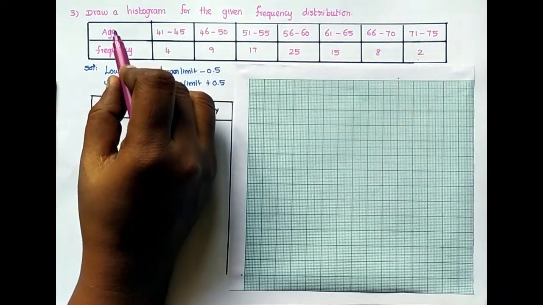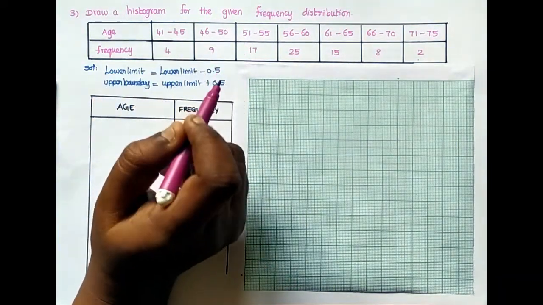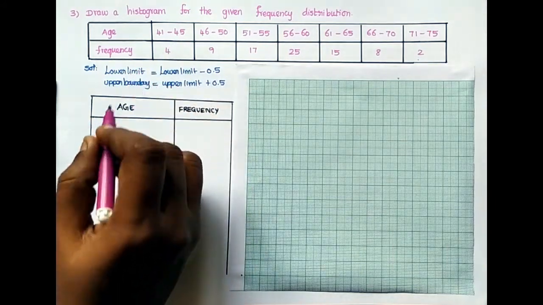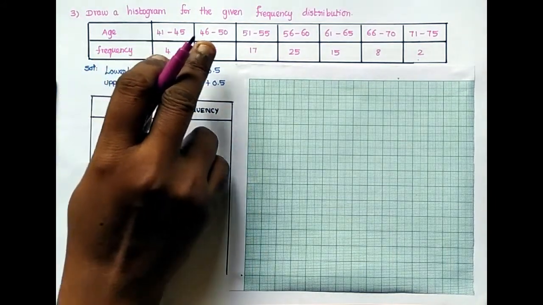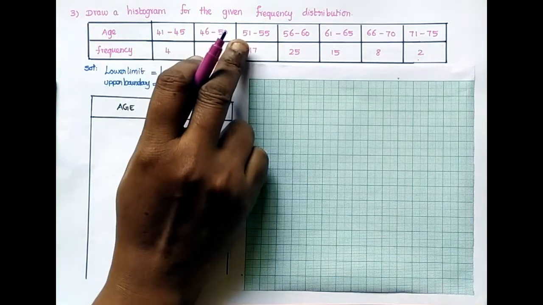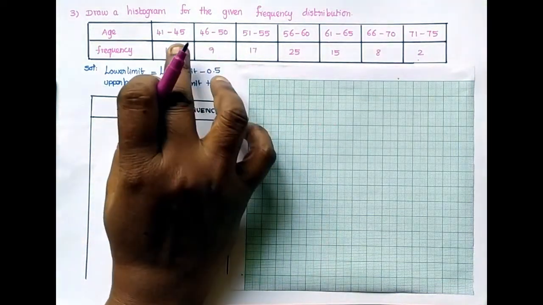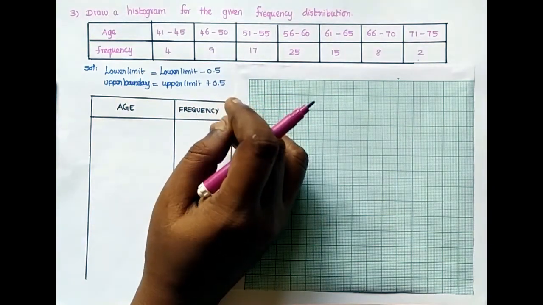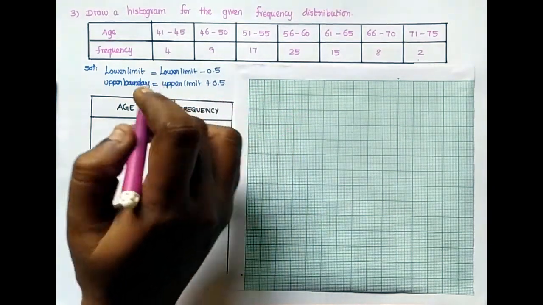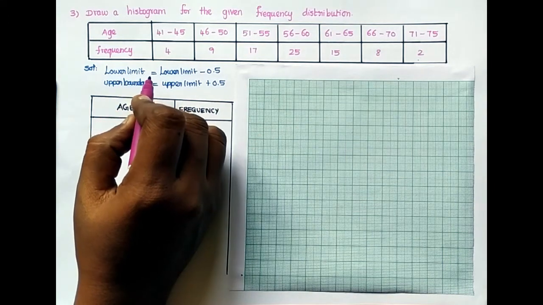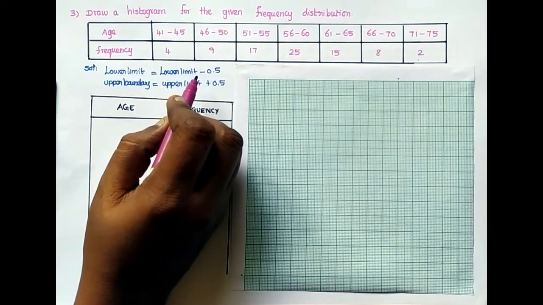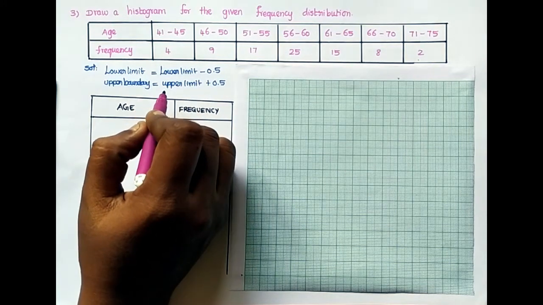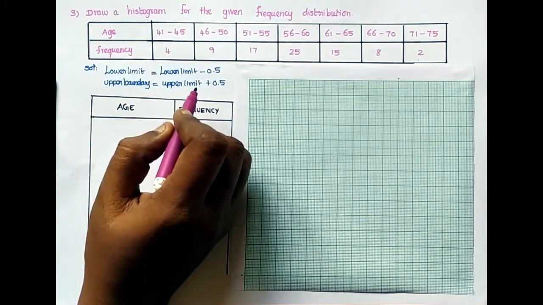Third sum, draw a histogram for the given frequency distribution. They have given the age and frequency. First 41 to 45, 46 to 50, 51 to 55. Listen to this, ages are not a continuous distribution. So we have to convert this one: lower boundary equal to lower limit minus 0.5 and upper boundary equal to upper limit plus 0.5.